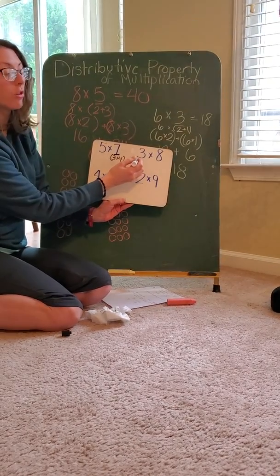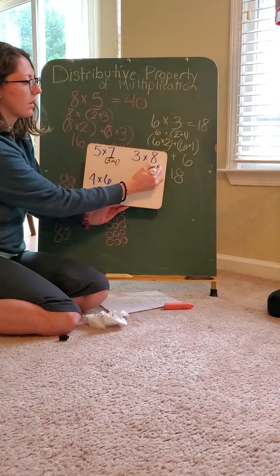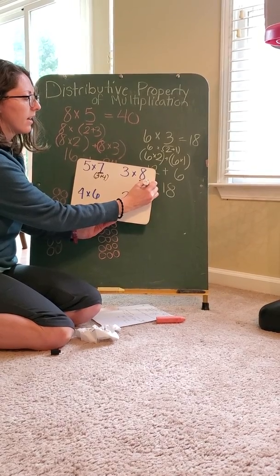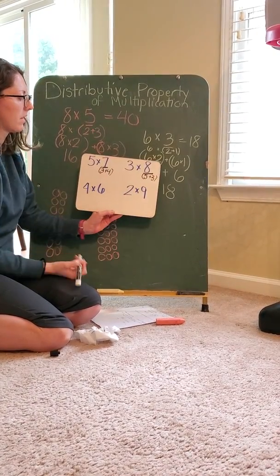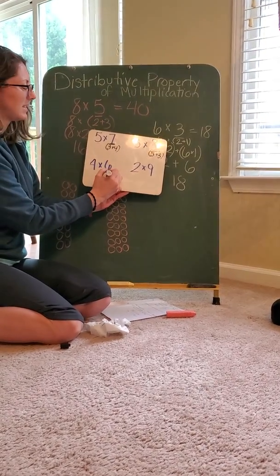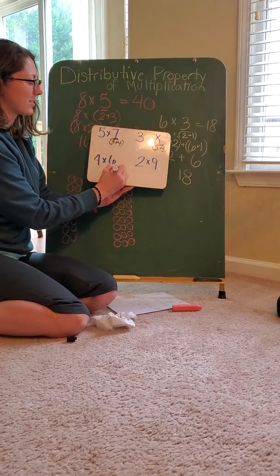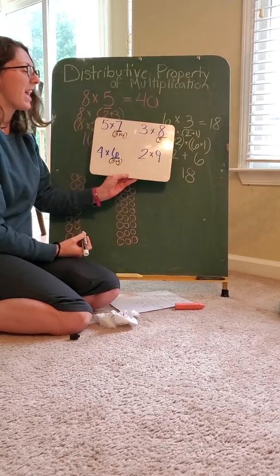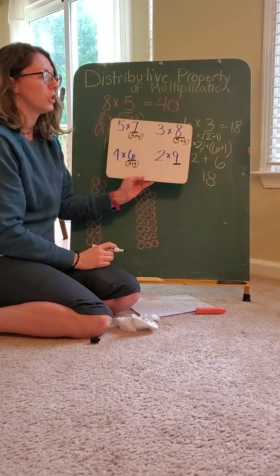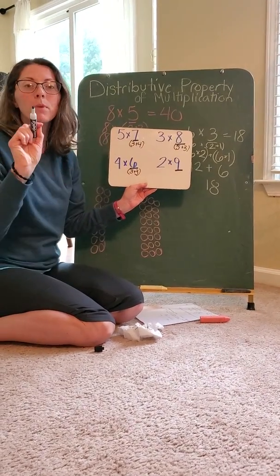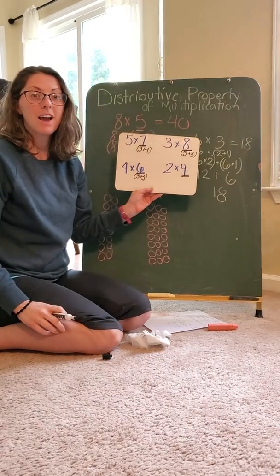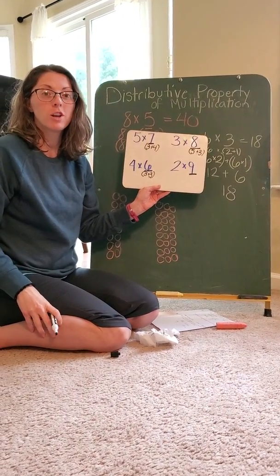Then I want you to do 3 times 8. Break down the 8 into 5 and 3. 4 times 6. I want you to break that 6 up into 3 plus 3. And 2 times 9. I want you to break the 9 up, but you choose. Pick any way that you want to break 9 down into 2 smaller numbers.